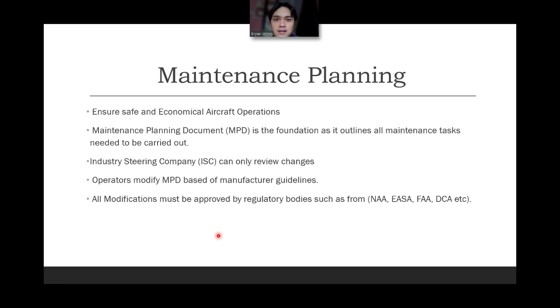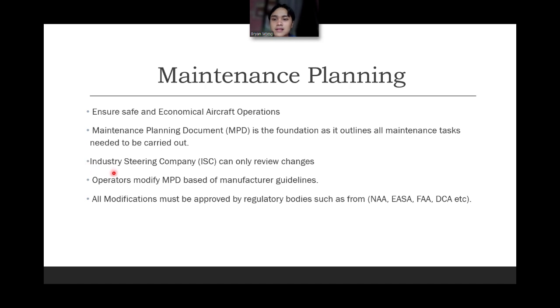So let me explain to you what is maintenance planning. What is the function of maintenance planning in aviation? It is to ensure safe and economical aircraft operation. The maintenance planning document, in short form MPD, is the foundation as it outlines all the maintenance tasks needed to be carried out. The maintenance planning document contains all of the maintenance tasks that need to be carried out.